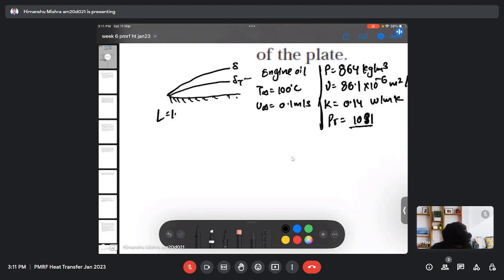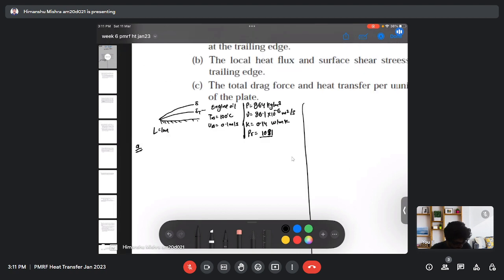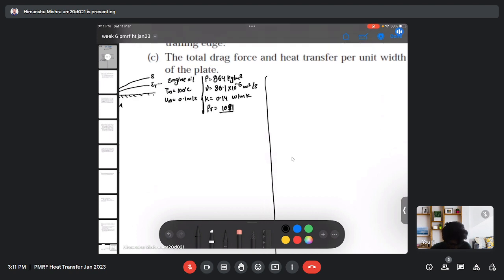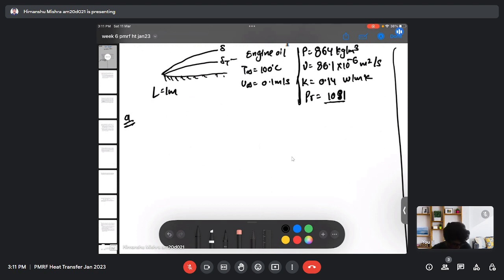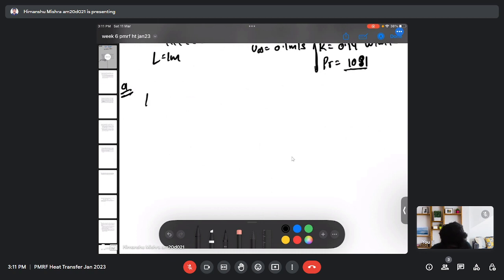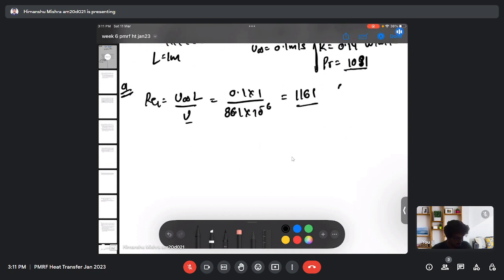The length of the plate is 1 meter. In the first part, we need to determine the velocity and thermal boundary layer thickness at the trailing edge. First, we need to check if the boundary layer is turbulent or laminar in nature. For that, we will calculate the Reynolds number over the flat plate. I just need to plug in the values, and this is my kinematic viscosity. On calculating, I get a Reynolds number of around 1161, which means that the flow is laminar over the flat plate surface, because it is less than the critical Reynolds number, which is about 5 times 10 to the power 5.